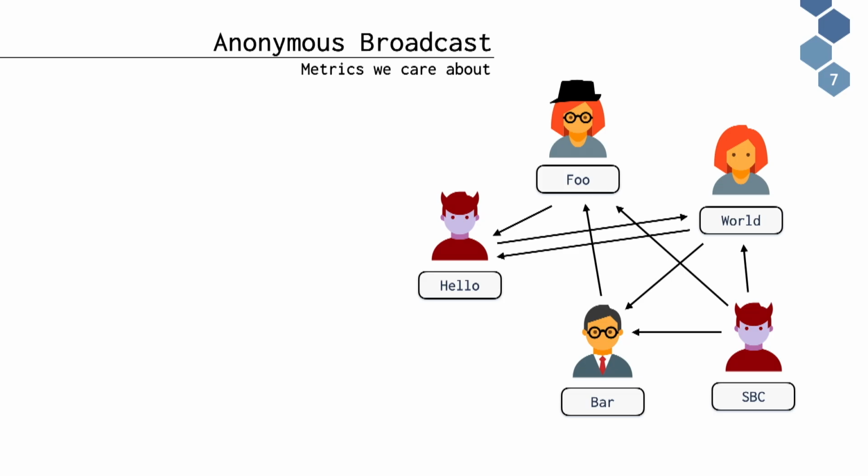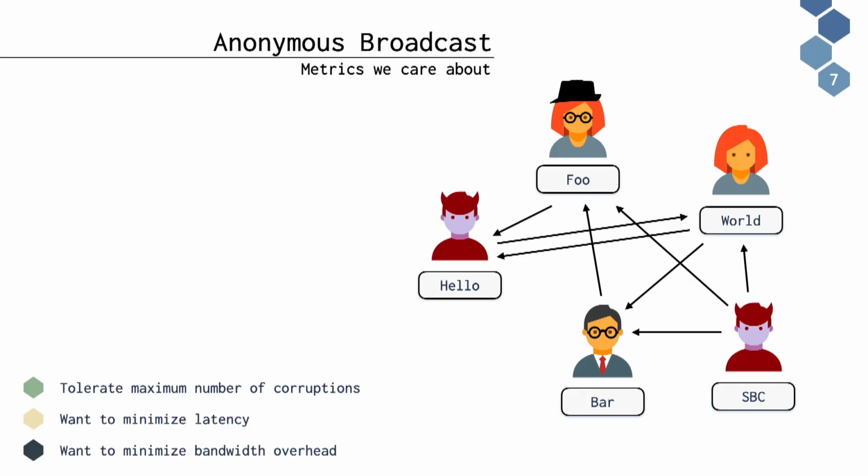So this is what we want from a functionality standpoint: what the inputs are, what the outputs are, and what the efficiency metrics are that we care about. We would like to tolerate as many corrupt parties as possible. The more we can tolerate while the protocol still functions, the better. We would like to minimize latency. From the point in time where I decide to send a message over this anonymous broadcast channel to the time where the message gets delivered, I would like to have as little latency as possible. And ideally, I would like to minimize the bandwidth overhead as much as possible, so a single execution of this anonymous broadcast protocol should not create a disproportionate amount of traffic on the network.